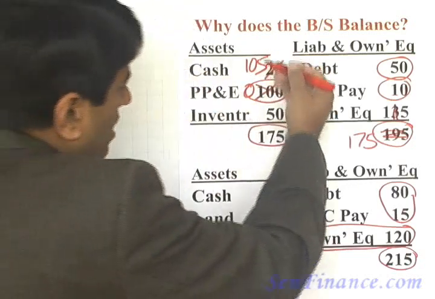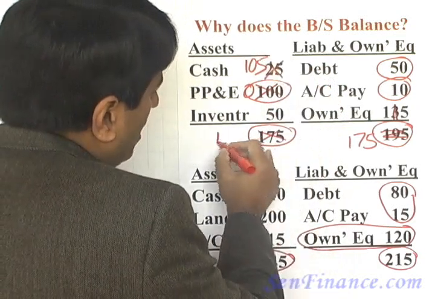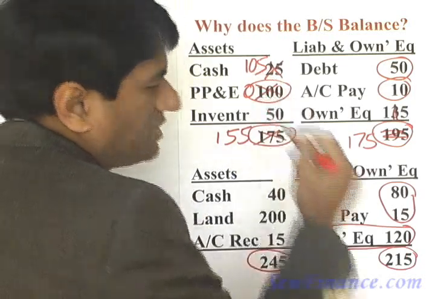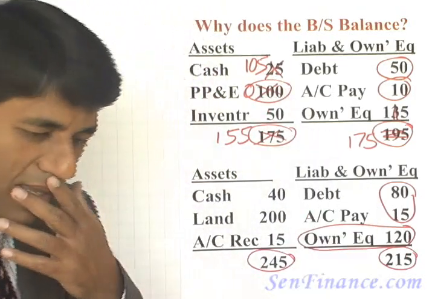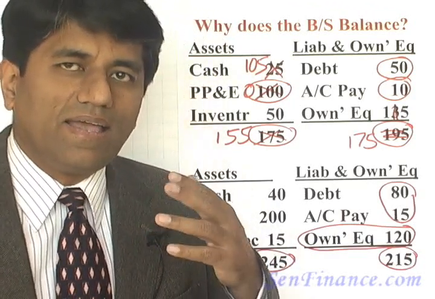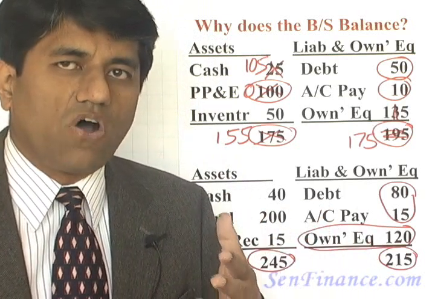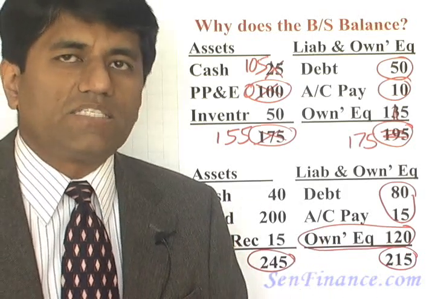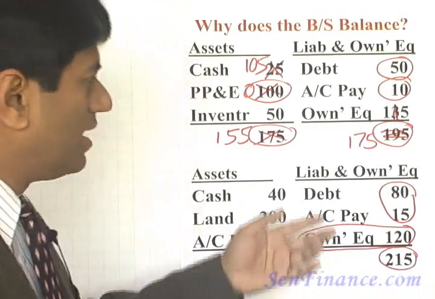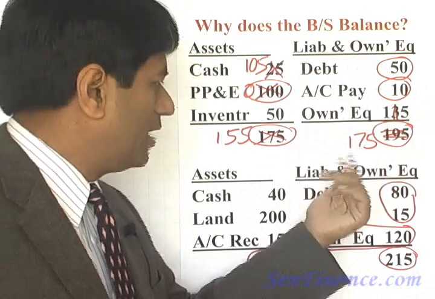And then the value of assets would become 155. That's 105 cash plus 50 inventory. Now suppose the accountants forget to note the impact of this transaction on the income statement. So specifically, they ignore it in the income statement. Then this side could remain unchanged, it'll be 175.